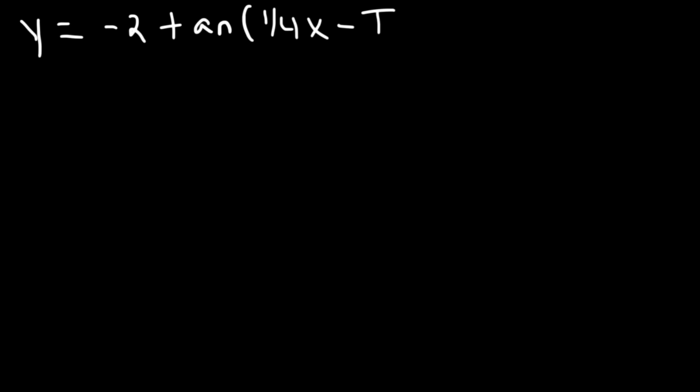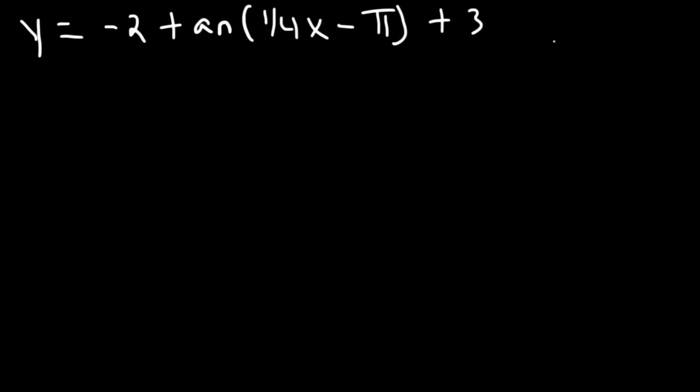So here's the last problem for today. Feel free to try it, and let's see if you remember how to apply everything you've learned in this chapter so far. So let's say that y is equal to negative 2 tangent of 1/4 x minus pi, plus 3.